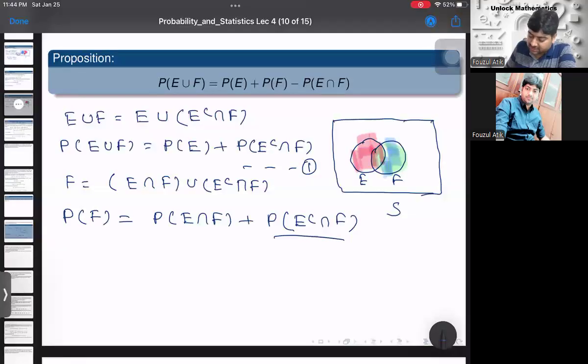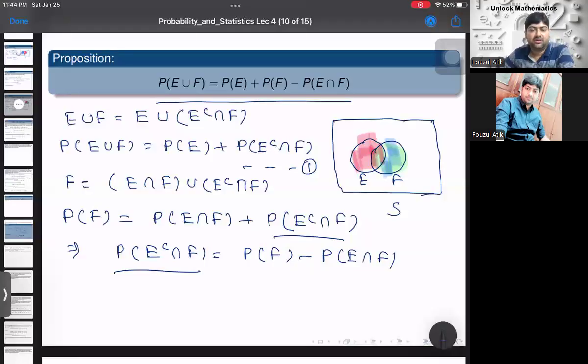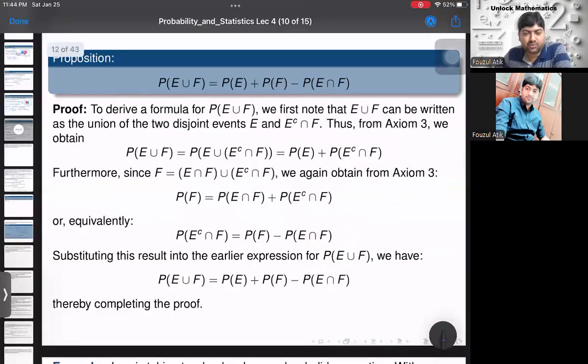Now this value I can certainly get from this equation, and I will put this value into equation 1. Maybe I will write down one more line: P of E complement intersection F is equal to P of F minus P of E intersection F. And therefore, if I put this value in equation 1, I will get the desired equation, which is the inclusion-exclusion identity for two events. I hope it is clear. So this is the proof that I have already discussed. This is the formal proof. All details are written. Let me move to some examples.